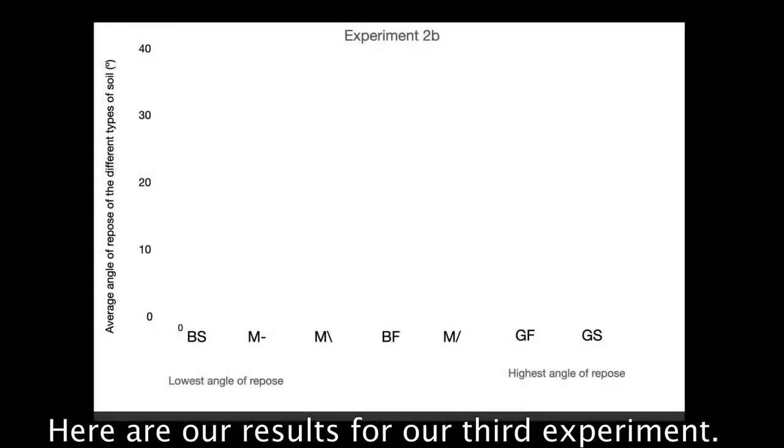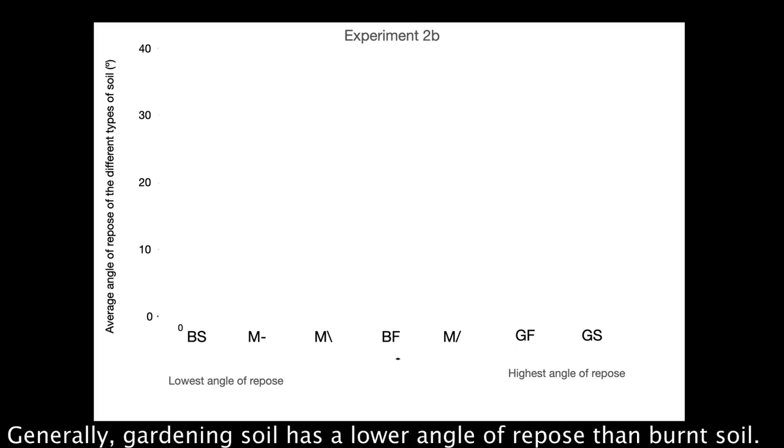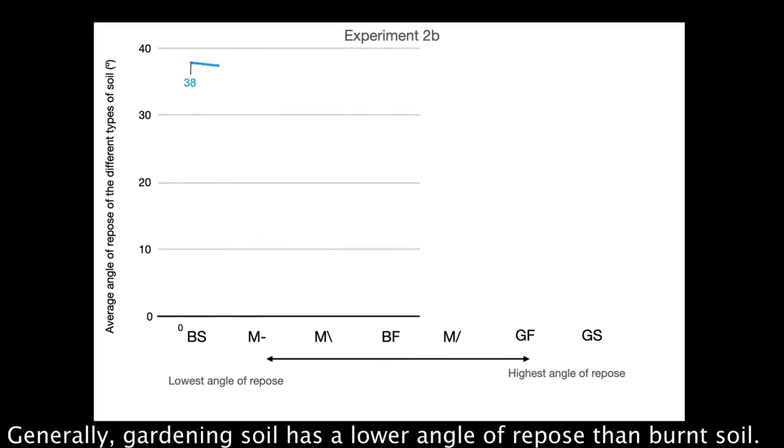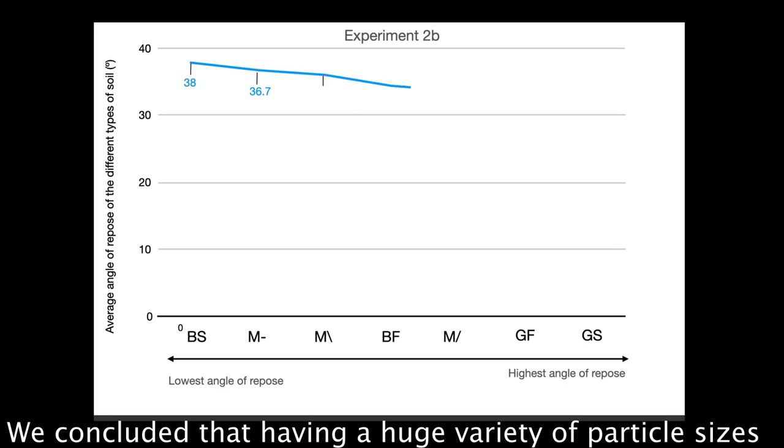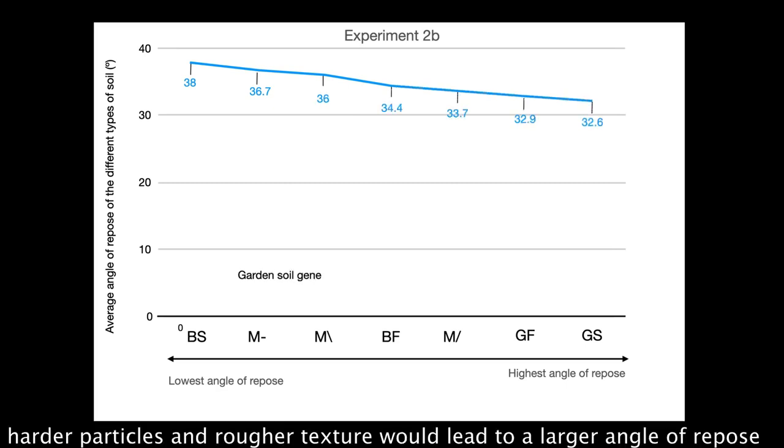Here are the results for the third experiment. Generally, gardening soil has a lower angle of repose than burnt soil. We concluded that having a huge variety of particle sizes, harder particles, and rougher texture will lead to a larger angle of repose.